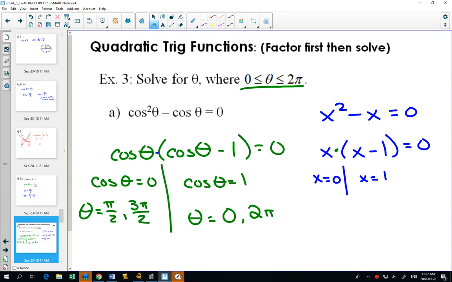And my domain includes 2 pi, so my answer has to include 2 pi. Okay? Your textbook sometimes does stuff like this. So then this would be wrong because I included 0, and they didn't include 0.